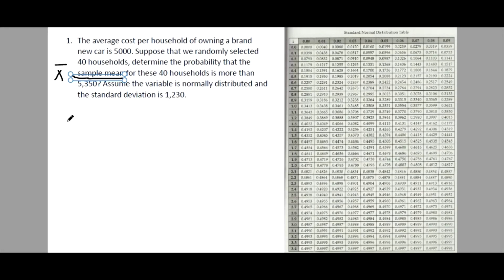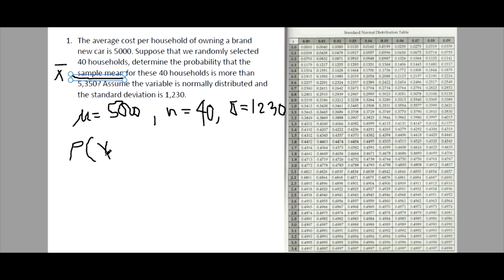Now let's write first the given. The population mean is given in the first sentence of the first paragraph. So we have 5,000. Then we have n equal to 40. And then the standard deviation is 1,230. Now we are asked to find the probability that the sample mean for these 40 households is more than 5,350.